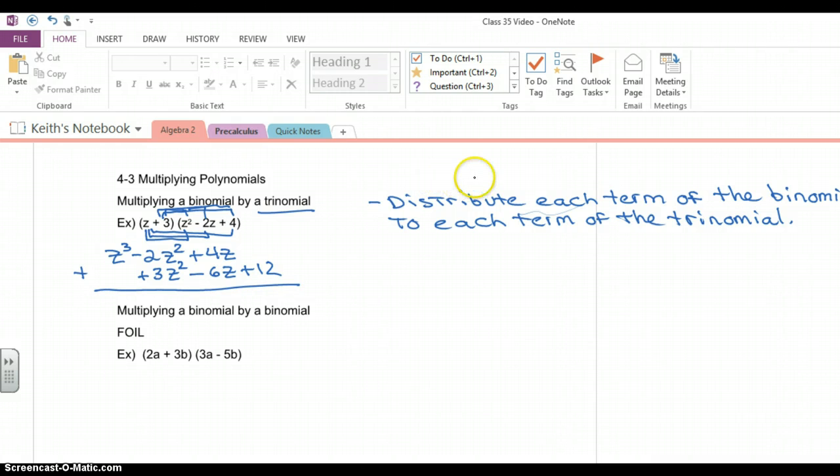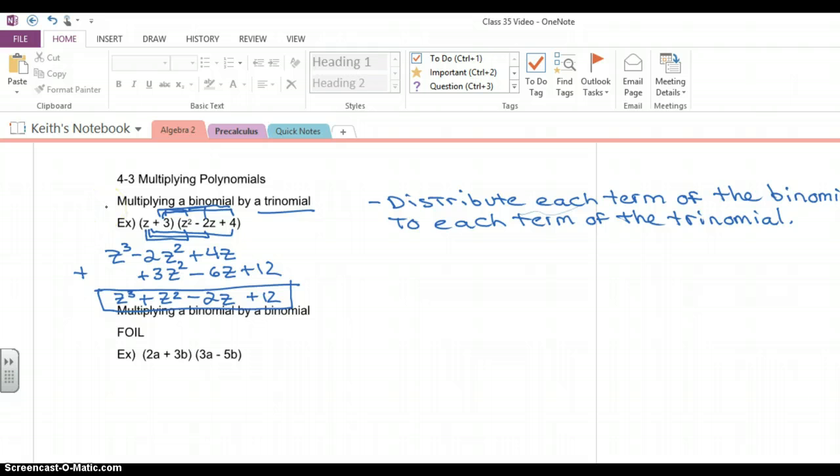Then we're going to add down, so we get z to the third plus z squared minus 2z plus 12. And that is our final answer.